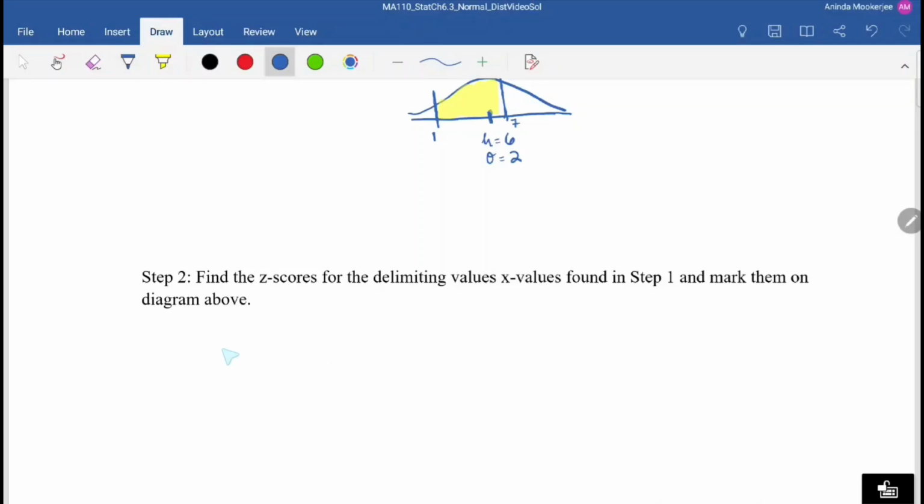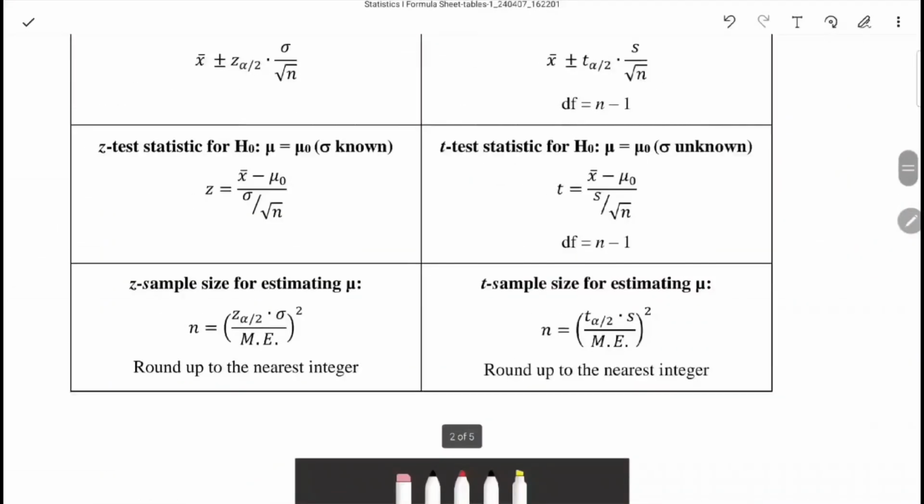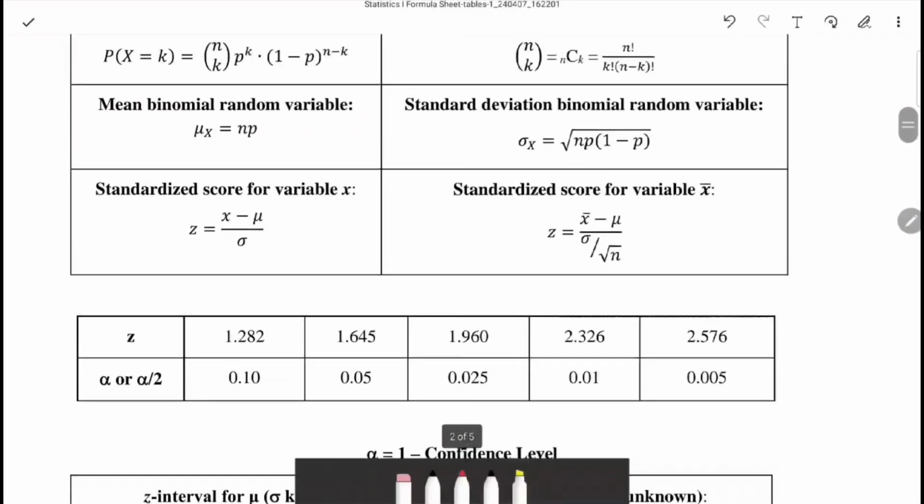Either way is fine. So we are going to first find the Z value for X equal to 7. I'm first finding the Z value for the higher value, which is a 7. What is the formula for Z score? Again, you can go back to your formula sheet. It should be here, over here, up here.